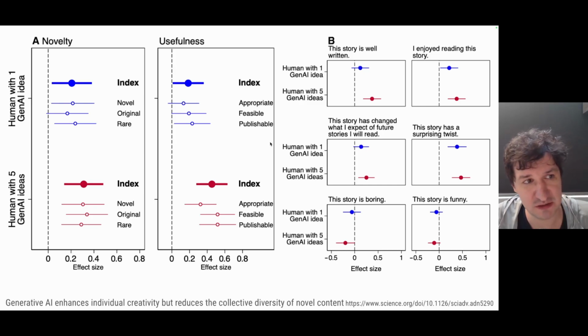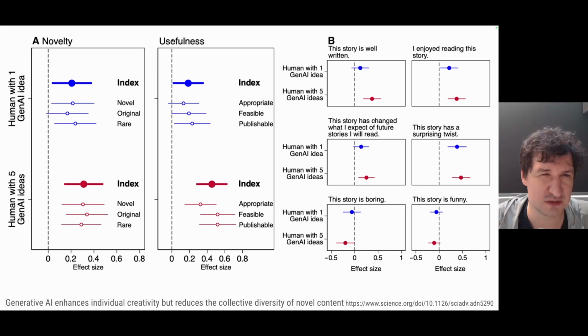And what they have found is that if you look at the novelty of the ideas, they were actually better when there was an input from AI. So this dashed line is a baseline. Baseline means just a human without any Gen AI ideas. The blue is for humans who had access to one Gen AI idea, and red is for humans who had access to 5 Gen AI ideas. So you can see that having one idea is better than baseline, and having 5 ideas is a bit better.